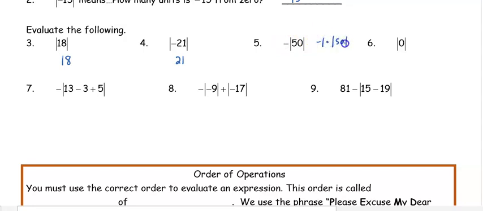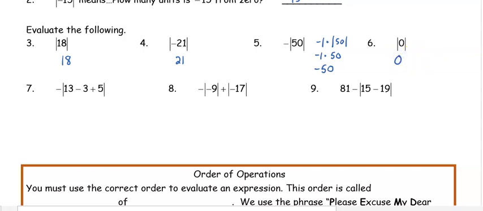Now, 5 is a little different because it's a negative out front, which means it's negative 1 times the absolute value of 50. So we have negative 1 times the absolute value of 50, which is 50. Negative 1 times 50 would get us negative 50. 6, the absolute value of 0 is just going to be 0.